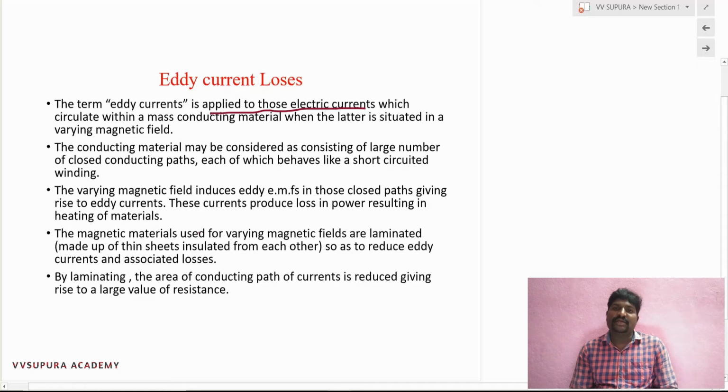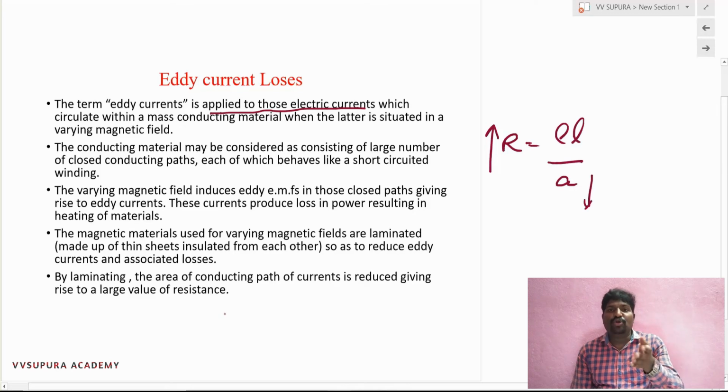We can reduce those eddy currents by lamination. How can we reduce those eddy currents by using laminations? By doing the laminations, we can reduce the area of the magnetic core. So what will happen if you reduce the area? If I reduce the area of any conductor, I can increase the resistance by using the formula R equals rho L by A. If I reduce the area, then the resistance of that material will be increased. If I increase the resistance, automatically the eddy currents will reduce. So in this fashion, I can reduce the eddy currents by increasing the resistance or reducing the area of the core.